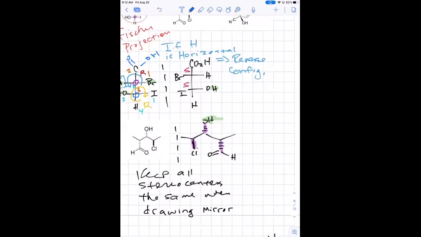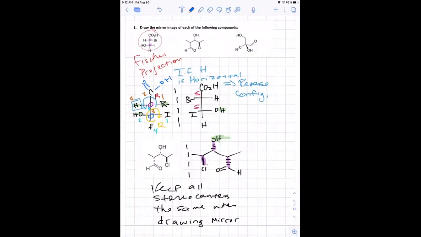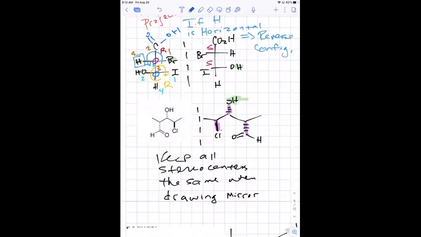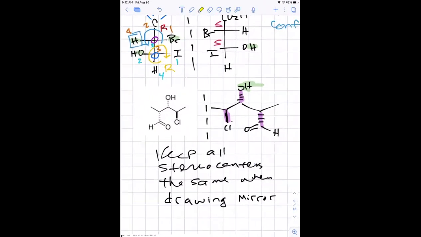So we're gonna pick up where we left off on Wednesday, which is we were talking about drawing mirror images and determining configuration, and we did the mirror image and configuration for the Fischer projection. We talked about how if the hydrogen on a Fischer projection is horizontal, you change the configuration once you assign it, and how if it's vertical, you keep it. So let's do this example down here, and let's start with this stereocenter right here.